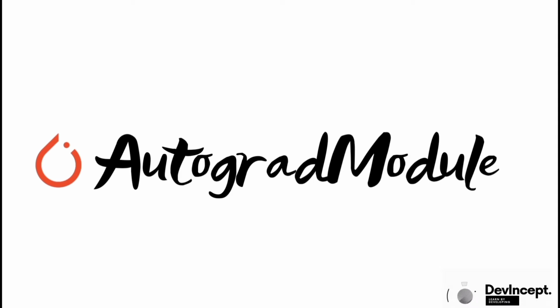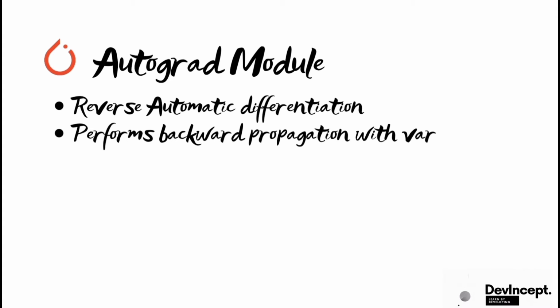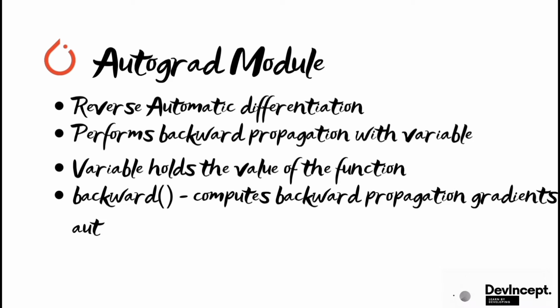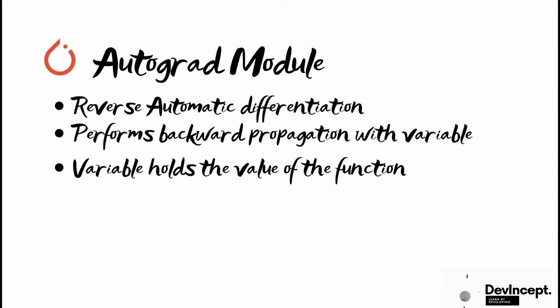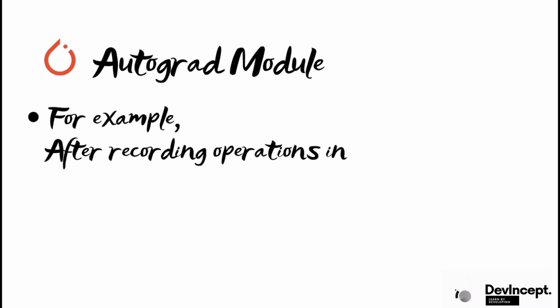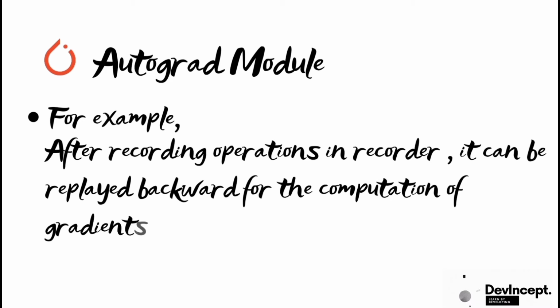Let's discuss the AutoGrad module. AutoGrad is a reverse automatic differentiation module. This performs the backpropagation starting from a variable. This variable often holds the value of the cost function. Backward executes the backward pass and computes all the backpropagation gradients automatically. Hence, the AutoGrad module is also known as automatic differentiation. For example, after recording all the operations performed in a recorder, we can replay it backward to compute the gradients.